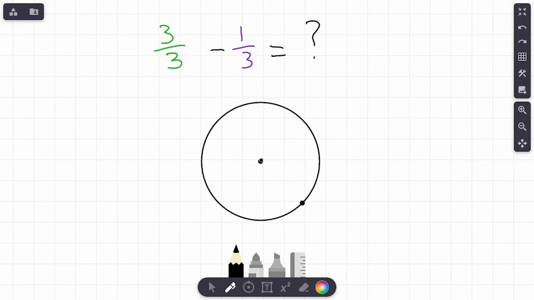So let's see if I can make 3 equal sections here. You know, it's not terrible. I'm going to redo that one line. Let me try it like this. There we go. 1, 2, 3. So I've got 3 sections. My green fraction here, 3/3, that's how much we're starting with. So that's what we need to show in our model.